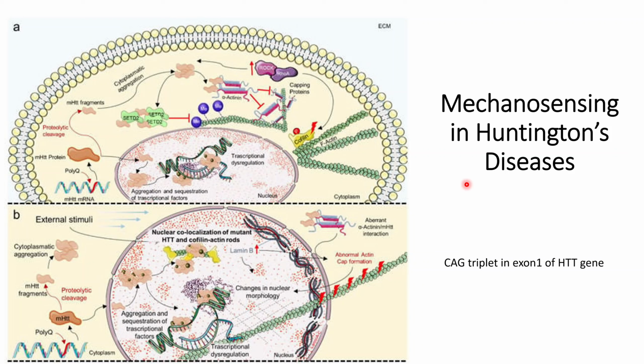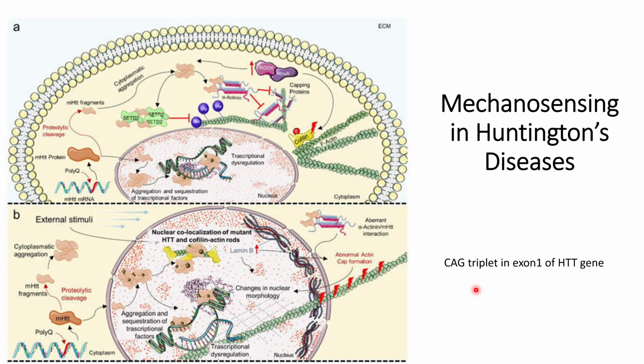In this video, we will discuss mechanosensing in Huntington disease, or what biological pathways will get affected because of this mechanosensing in Huntington disease. Huntington disease is basically caused by mutations of the Huntington gene, especially in exon 1, where the CAG triplet repeats are increased, and based on the increase in the CAG triplet repeats, it will cause Huntington disease at different stages of life.